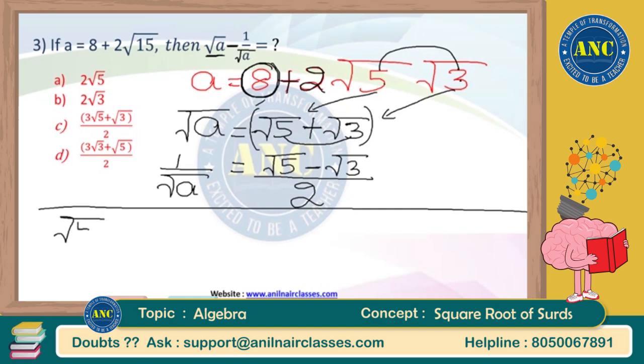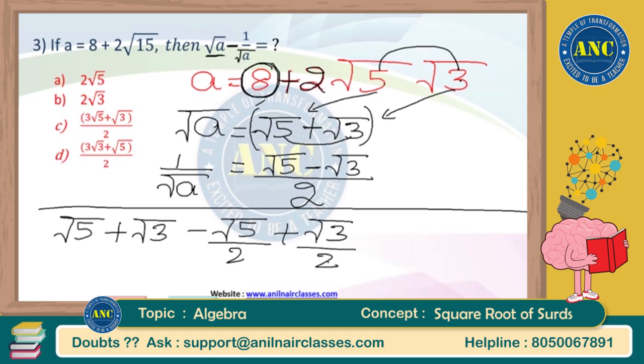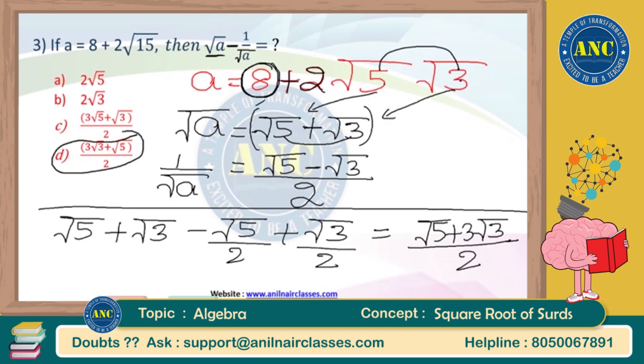Root a is root 5 plus root 3, minus 1 by root a, which is minus root 5 by 2 plus root 3 by 2. Very simple. This finally eventually will become, if you simplify by taking LCM as 2, root 5 plus 3 root 3 whole thing divided by 2, and that is nothing but your fourth option what is given here. Answer for this question is option D, and we have reduced this problem to a greater extent without actually writing all the necessary steps what we proved in the 4 varieties what I taught you initially.